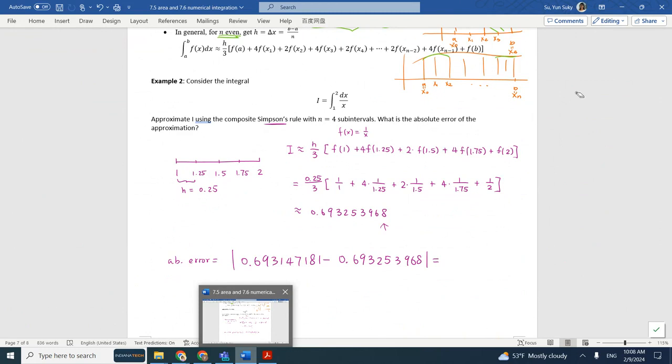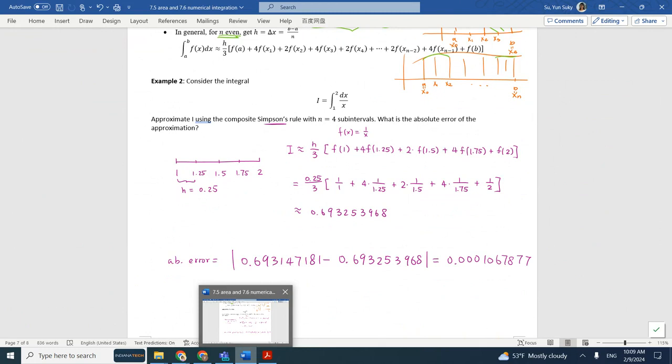Oh, yes. Okay, so the answer here is 0.000106787. That's the difference. Let's see, does this make sense? Yes, this digit is the same, the 9, the 3, the 1 and 2 are the same. So it makes sense. The difference is the one here and then this one.